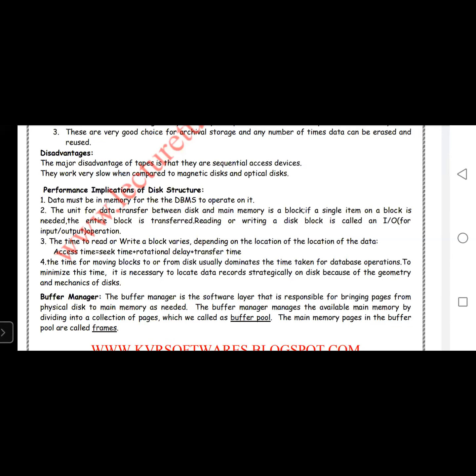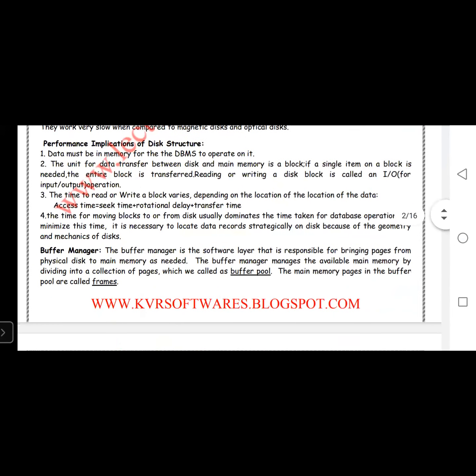The time for moving blocks to or from disk usually dominates the time taken for a database operation, so we need to minimize that time. It is necessary to locate data records strategically on disk because of the geometry and mechanics of the disk. So up to now we have been discussing different types of storages: in which type we store the data, in which type we retrieve the data, what are the advantages of the particular storage devices, and what are the types of storages.